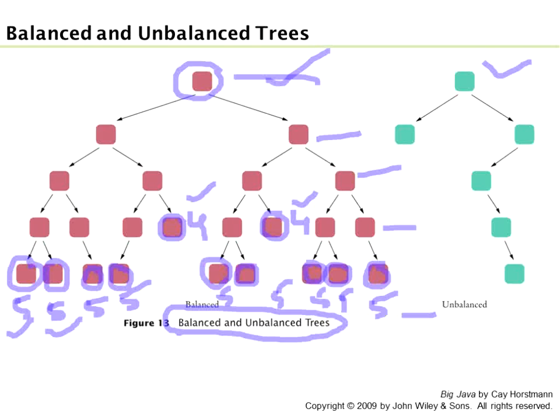Now see this example. This is the root node and these are the leaf nodes. This one and this one. Now here the length is 2. And here the length is 5. So this is an unbalanced tree. Different lengths.